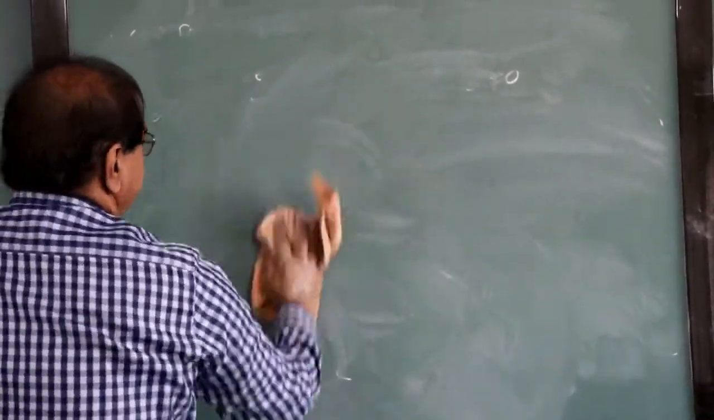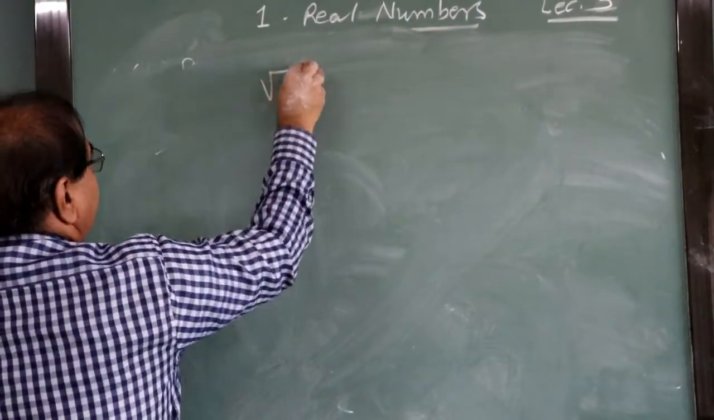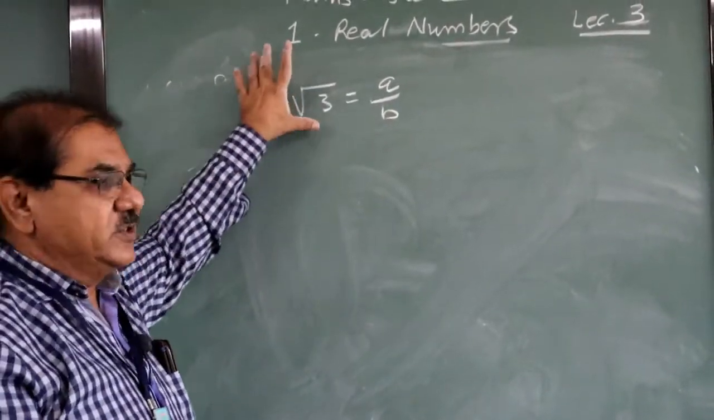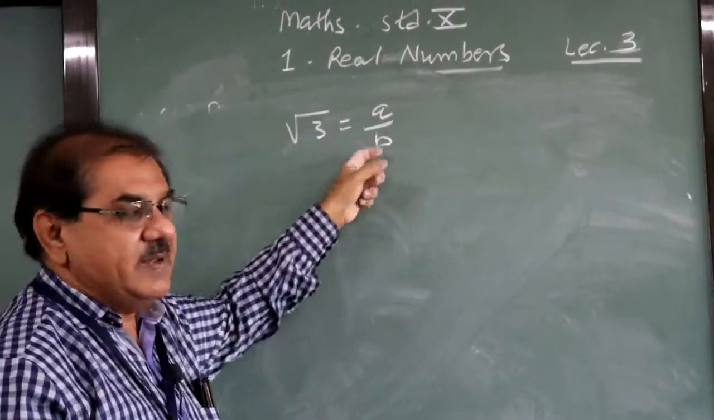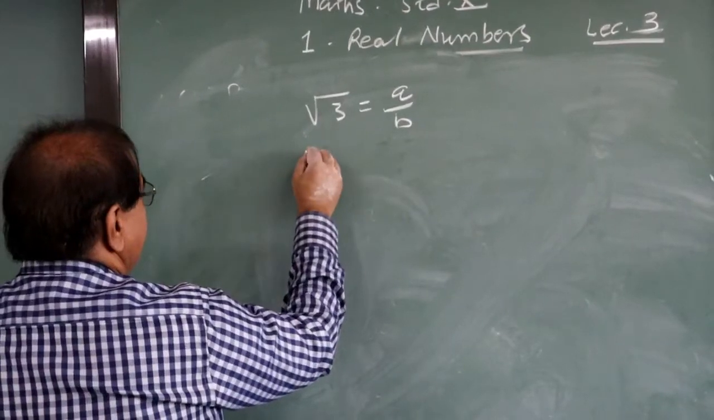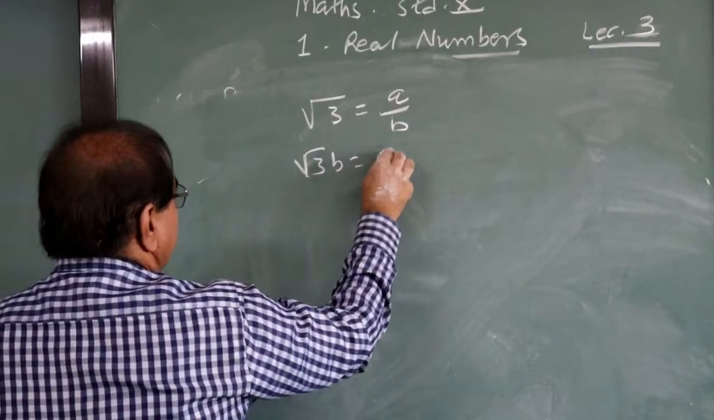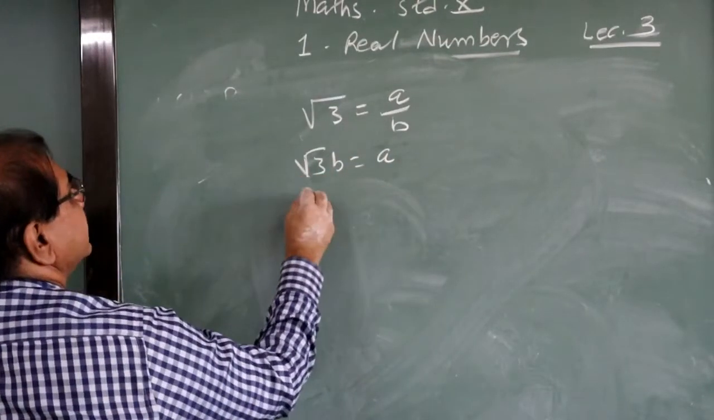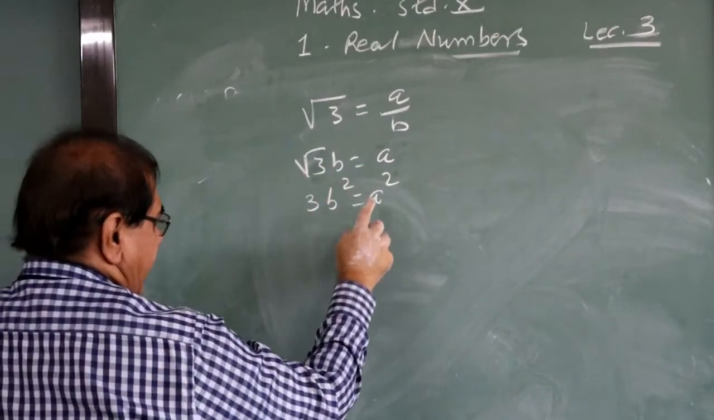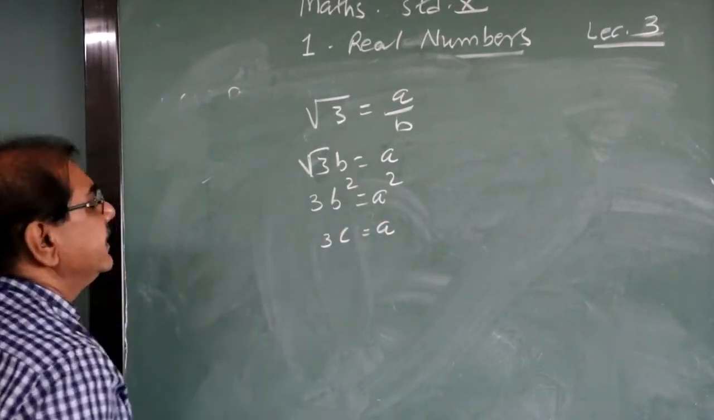Similarly, we can go for root 3. Suppose root 3 is equal to A upon B. We assume that root 3 is a rational number with A and B having no common factor between them. So multiplying with B, root 3B is equal to A. Taking squares on both the sides, 3B square is equal to A square. Therefore, A square is a multiple of 3. So A also is a multiple of 3.